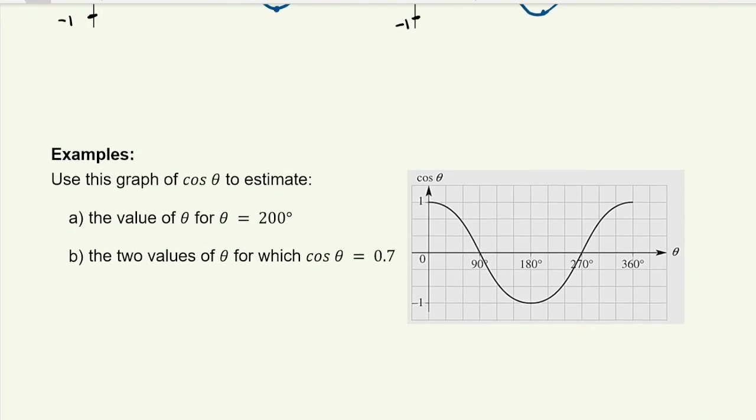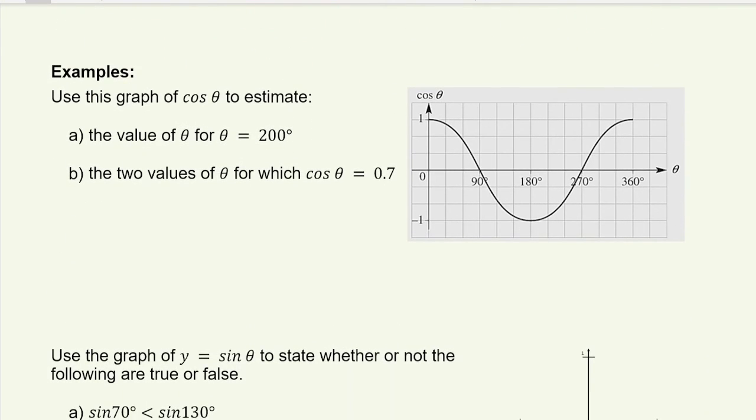Look at this one. Use this graph of cos theta. This is a much better example of cos theta than the one I just drew. But we want to estimate the value of cos theta for theta equals 200. Alright, so if we have a look at our graph here, the 200 is going to be roughly here. Okay, that's going to be roughly 200.